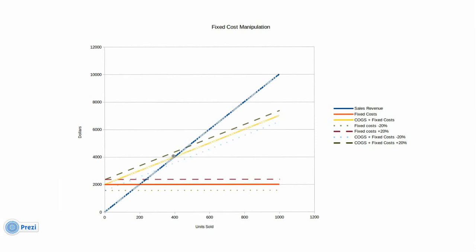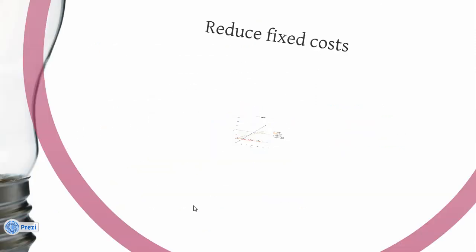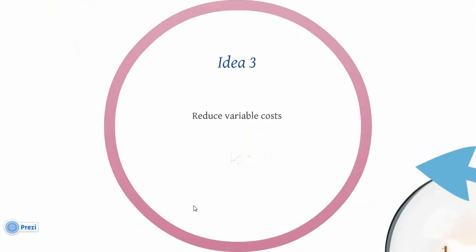If his fixed costs go down by 20%, his break-even point goes to 300. So after 300, his next 200 units are all profit. Though if his fixed costs increase by 20%, his break-even point is 500, so he's not making anything. Fred's final idea is to find a cheaper wood supplier. This will reduce his variable costs. Let's see what happens when we play with Fred's variable costs.